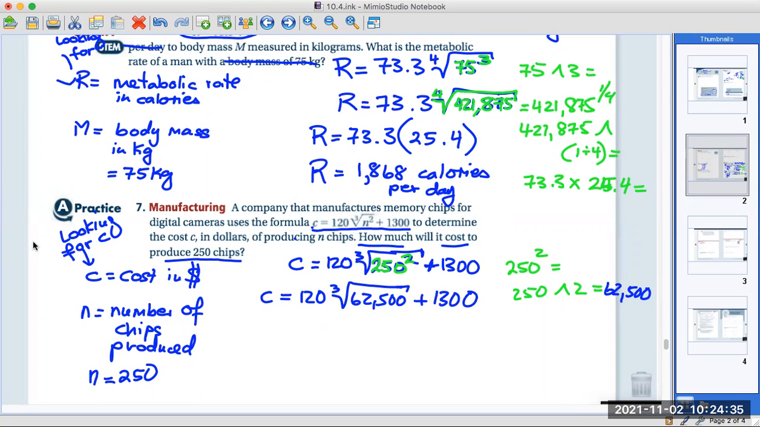The next thing we find is the third root of 62,500. And how do we find that? We take 62,500 to the power of 1/3. Third root, power of 1/3. The way you put it in your calculator: power, open parentheses, 1 divided by 3, equals. I have about 39.7. You want to round these numbers.